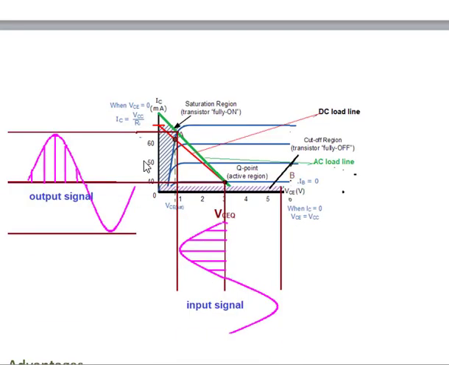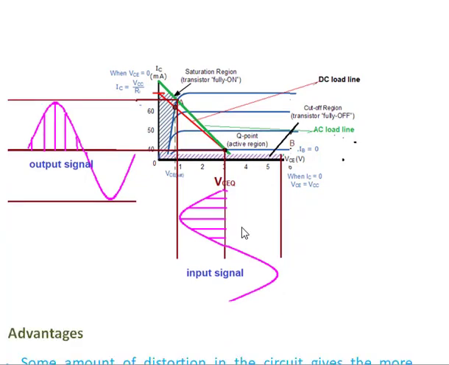Here, it is the load line graph of the class B amplifier. We know well that this type of amplifier allows only half of the input signal. So the load line is modified like this. So this part of the input signal only appears here. The remaining part of the signal is getting cut off. So here this voltage will not appear here.